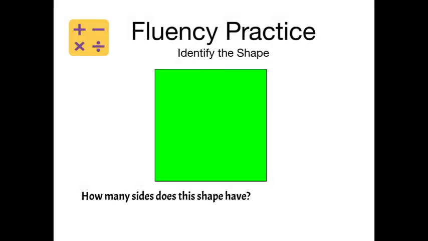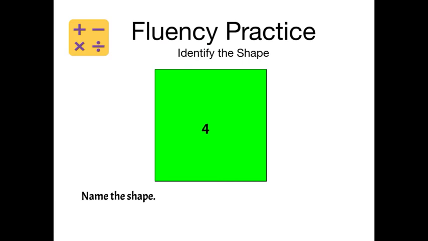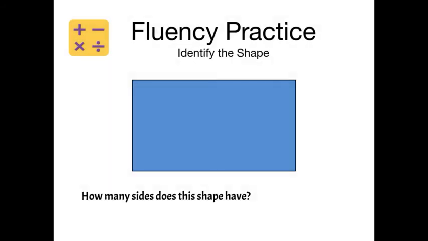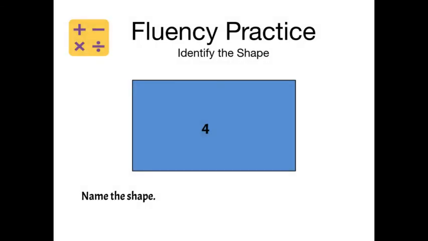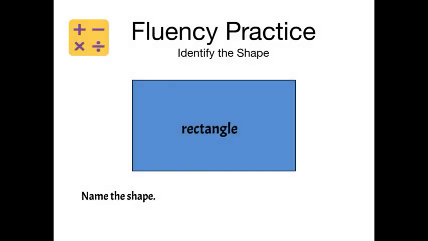How many sides does this shape have? 4, right? Now we're going to name the shape. It's a square. How many sides does this shape have? 4. What's the name of this shape? It's a rectangle.